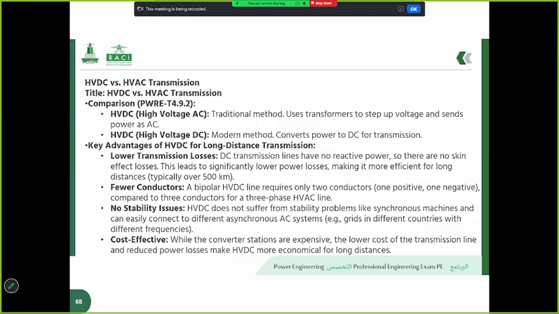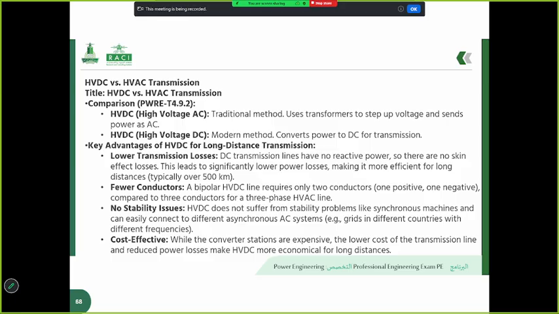HVAC systems are also susceptible to stability problems such as transient instability and power oscillations over long lines. HVDC transmission is a modern power electronics based method where AC power is converted to DC for transmission and then converted back to AC at the destination. It offers significant advantages for long distances, typically over 500 kilometers, and for submarine cables.